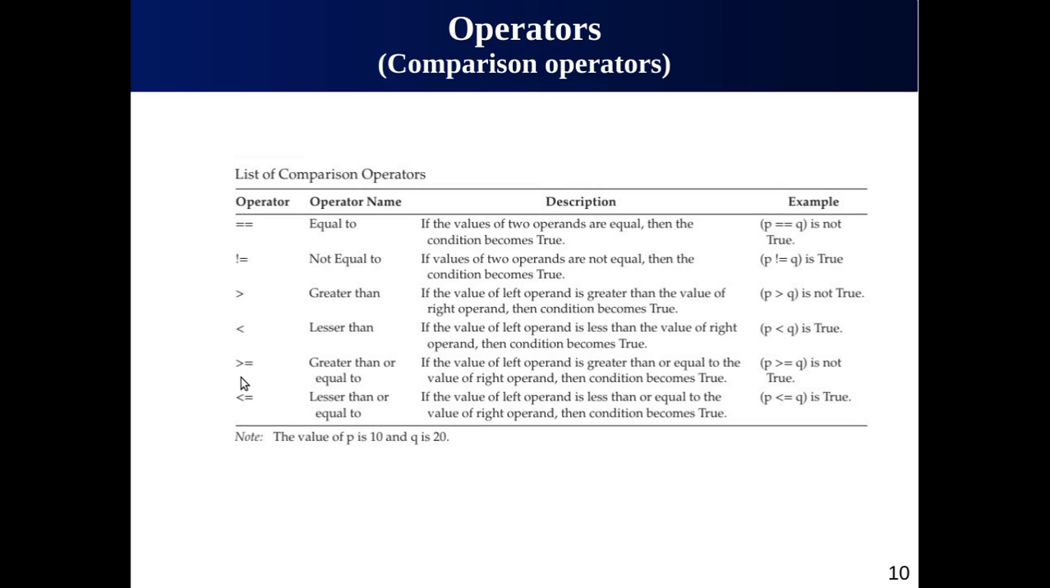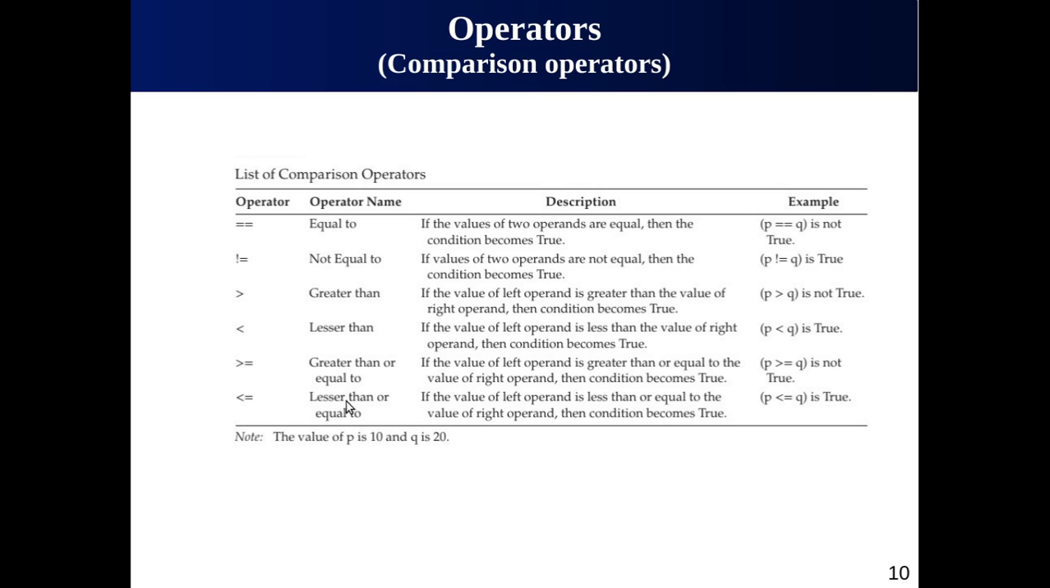You can combine two comparison operators, for example, greater than or equal to, or less than or equal to. It means that if any one of these two conditions becomes true, the output will be true. How? Let us see an example. The value of p is 10, the value of q is 20. Apply this condition over p and q. P is greater than q? No, p is not greater than q. Let us check another condition. P is equal to q? No, that is not equal. So both the conditions are false, so the output is false.